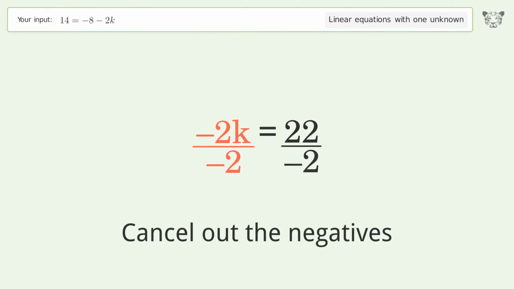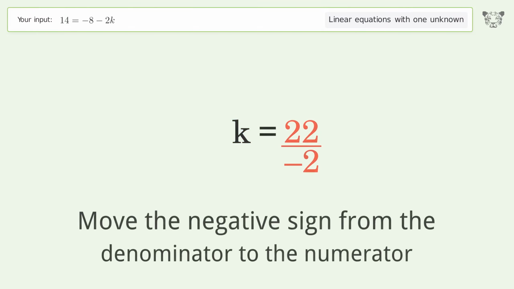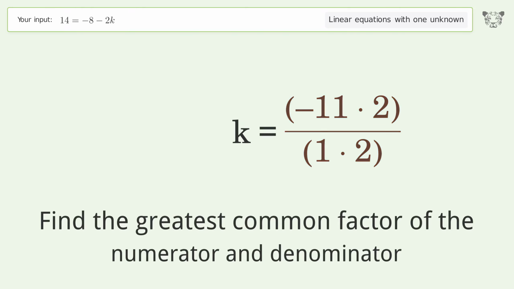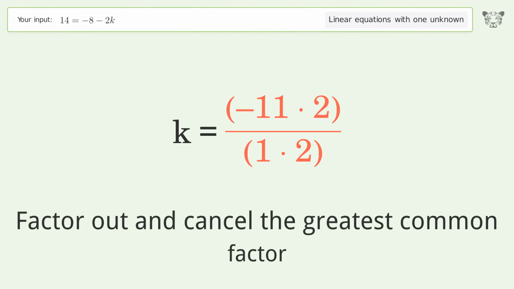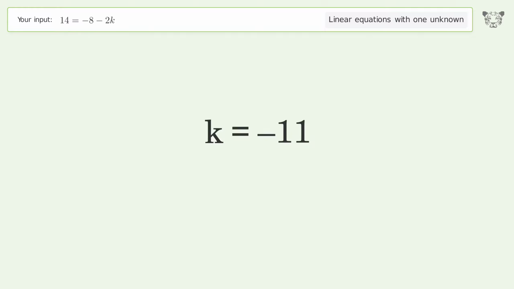Cancel out the negatives. Simplify the fraction. Move the negative sign from the denominator to the numerator. Find the greatest common factor of the numerator and denominator. Factor out and cancel the greatest common factor. And so the final result is k equals -11.